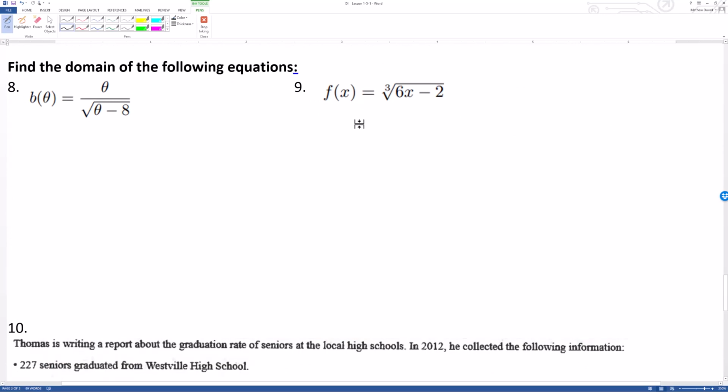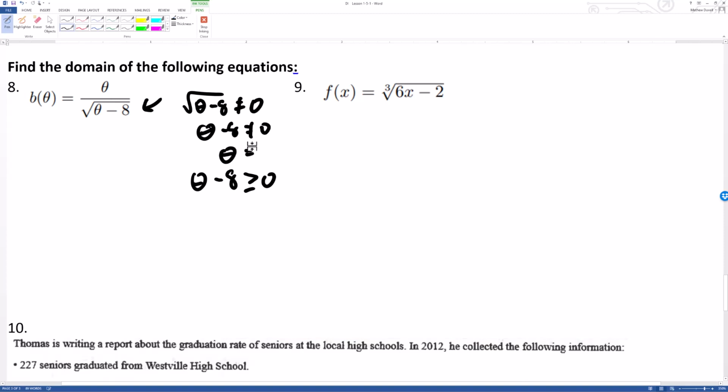Find the domain. So for this one, it's in the denominator. So square root of theta minus 8 cannot equal 0. And it's inside of the square root. So theta minus 8 has to be greater than or equal to 0. Square both sides. Add 8. So theta can't equal 8. Add 8 here. Theta has to be greater than or equal to 8.